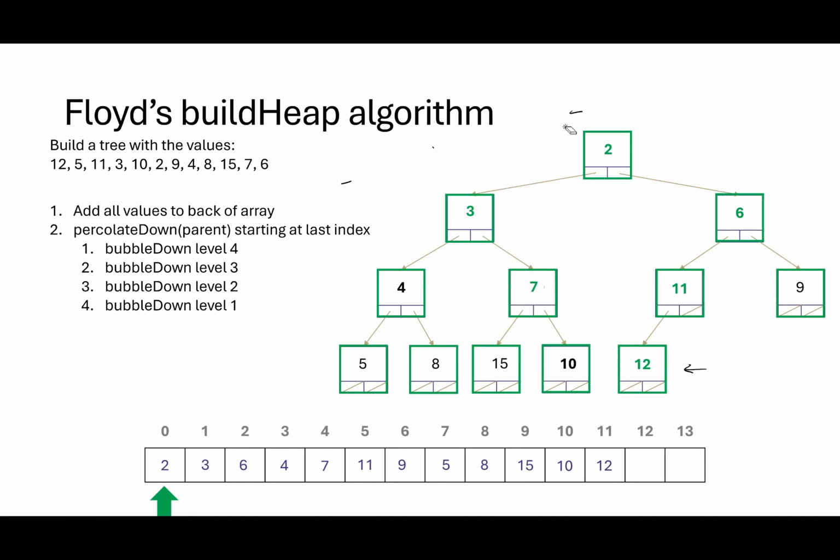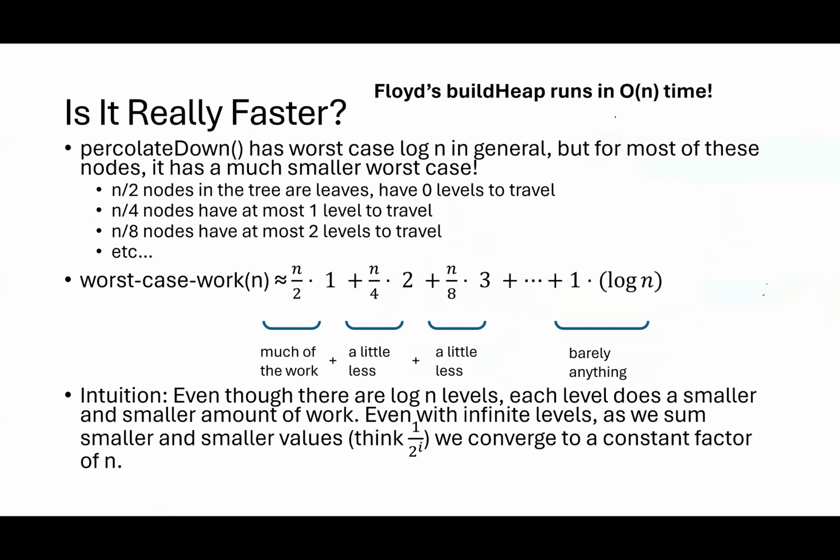Okay, so if I put them in the equation, you see one of the nodes did log n work. And then half of the nodes did just one step of work. 1/4 of the nodes did 2 steps of work. So the trick that we did this way is that most of the nodes did little work, whereas a small number of nodes did a lot of work.